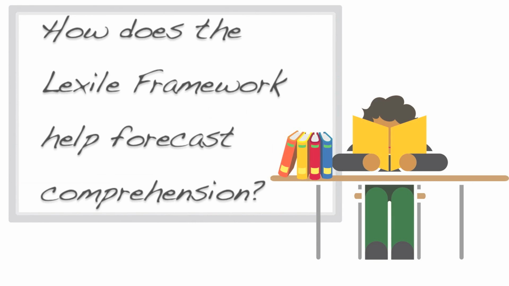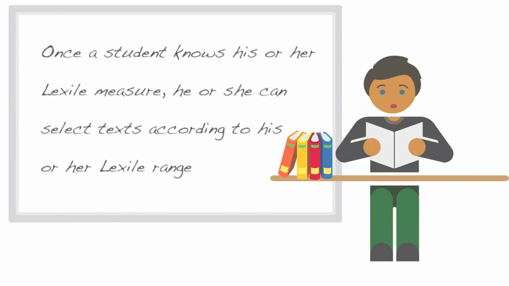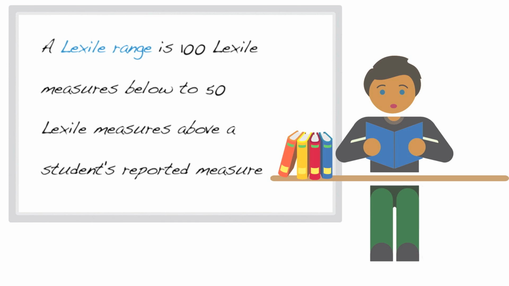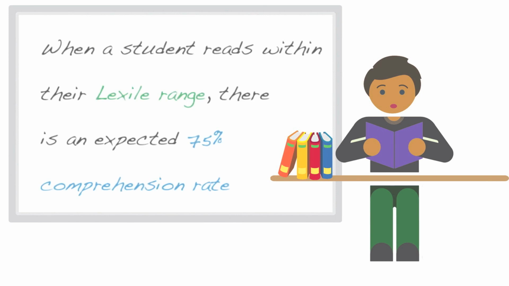How does the Lexile Framework help forecast comprehension? Once a student knows his or her Lexile measure, he or she can select text according to his or her Lexile range, which is 100 Lexile measures below to 50 Lexile measures above his or her reported measure. Our research indicates that reading within this range, minus 100L to plus 50L, will yield about a 75% comprehension rate. This level of comprehension offers students just enough of a challenge to grow as a reader, but avoids frustration that would lead a reader to give up on a text or to associate reading with difficulty.